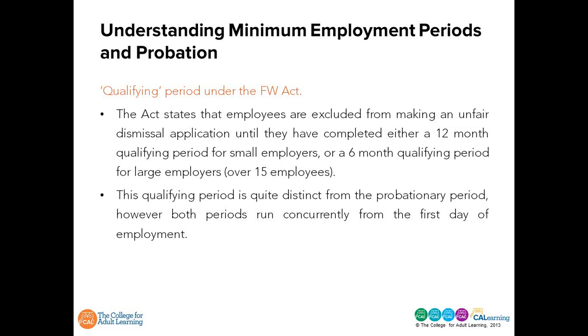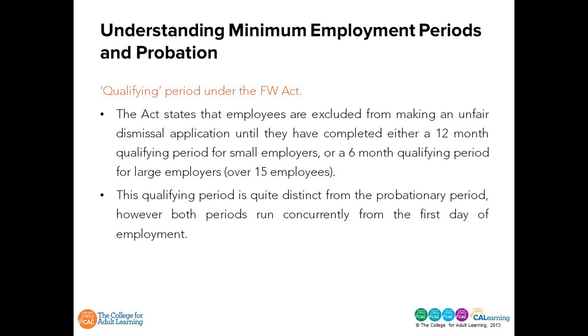Now, aside from this optional probationary period, there's also a qualifying period under the Fair Work Act. The Act states that employees are excluded from making an unfair dismissal application until they've completed either a 12-month period for small employers or a 6-month qualifying period for larger employers, that's employers over 15 employees. This qualifying period is quite distinct from probationary period. However, both periods run concurrently from the first day of employment.